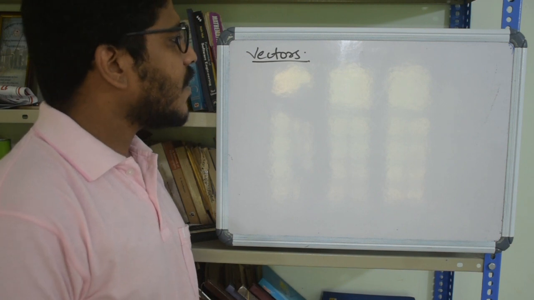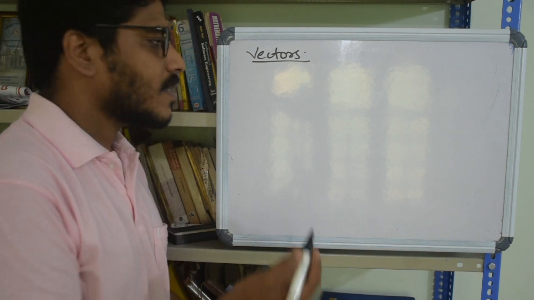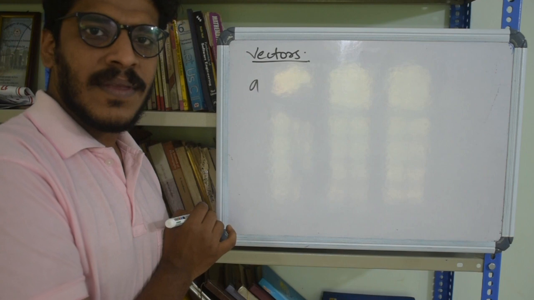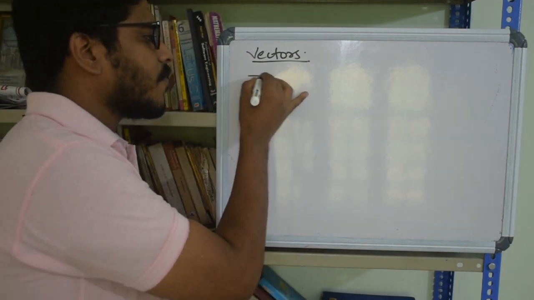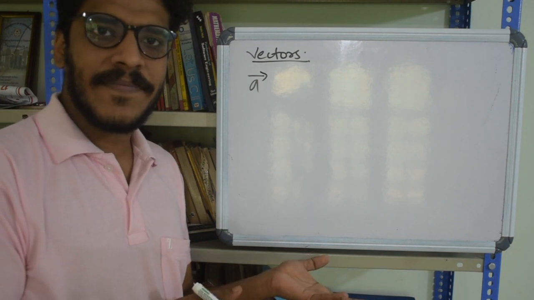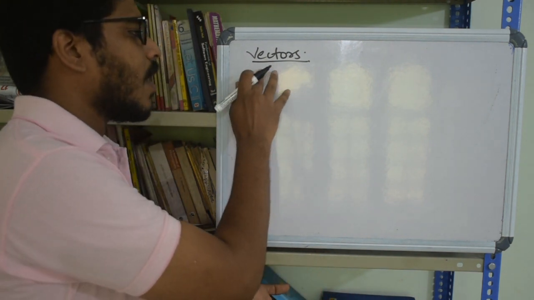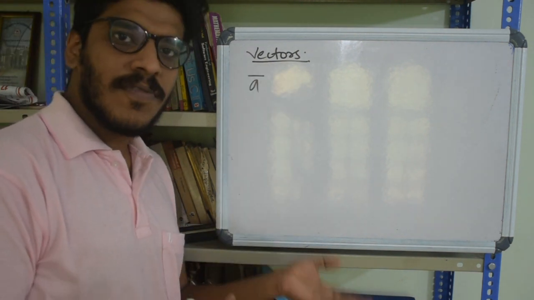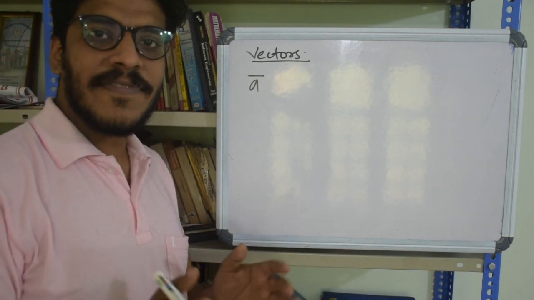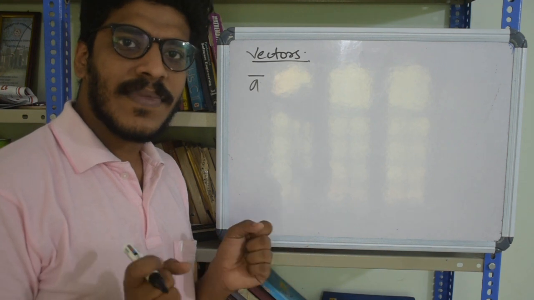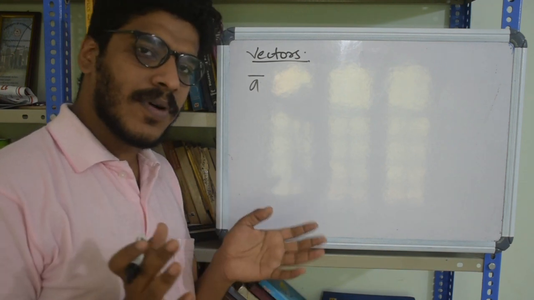So how do we denote vectors? Suppose A is a vector. To distinguish A from a scalar, we had a custom of using an arrow over A, or just a bar over A. That's all fine. Suppose, unlike scalars, vectors had components. Right, vectors always had components.